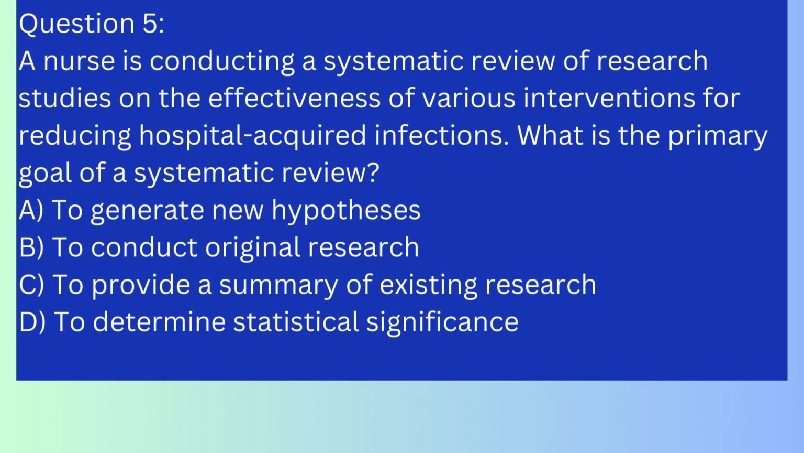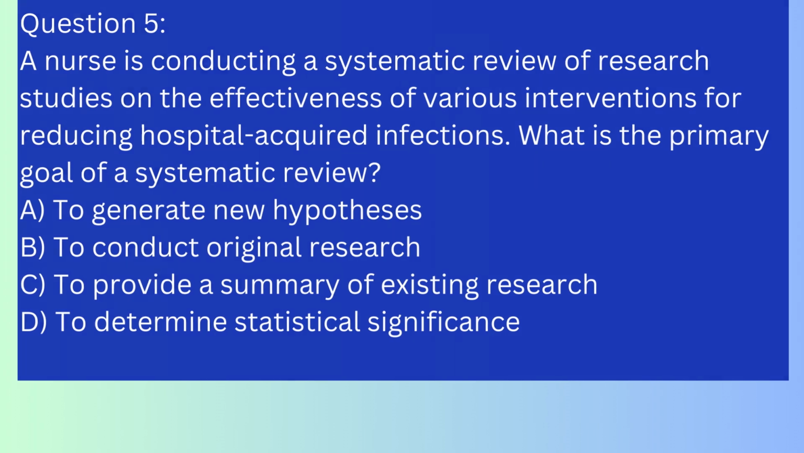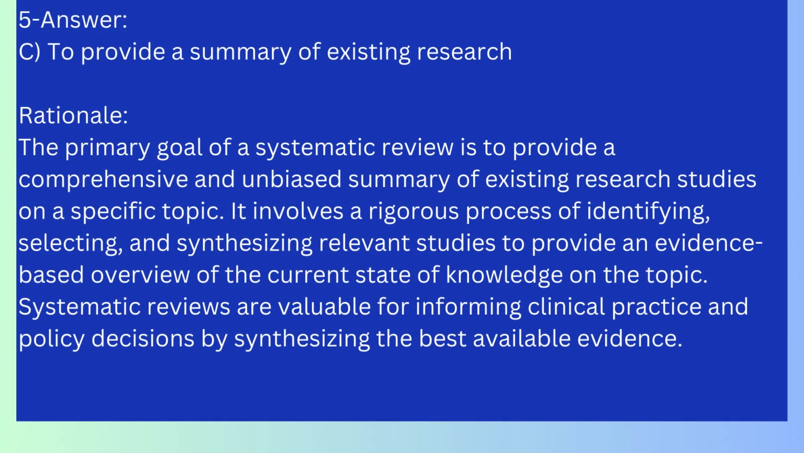Question 5. A nurse is conducting a systematic review of research studies on the effectiveness of various interventions for reducing hospital-acquired infections. What is the primary goal of a systematic review? A. To generate new hypotheses. B. To conduct original research. C. To provide a summary of existing research. D. To determine statistical significance. Answer: C. To provide a summary of existing research.